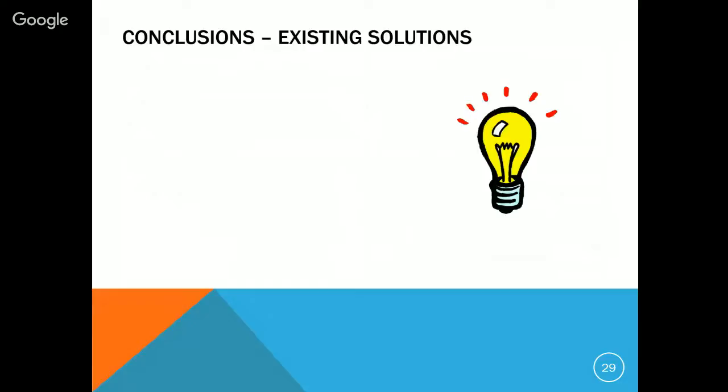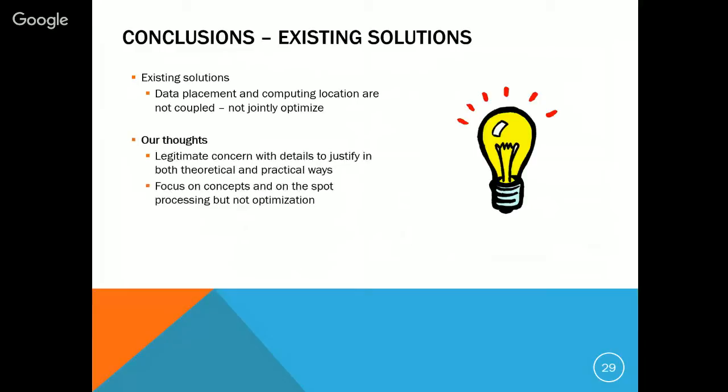So, some conclusions on existing solutions. Data placement and computing location are not coupled. They don't jointly optimize. If they don't jointly optimize, what's most likely going to happen is we're going to see an increased amount of contention on an overly subscribed network. So, what are our thoughts on this? There is a legitimate concern with details to justify widths in both theoretical and practical ways, as well as a focus on concepts and on-the-spot processing, but not optimization.